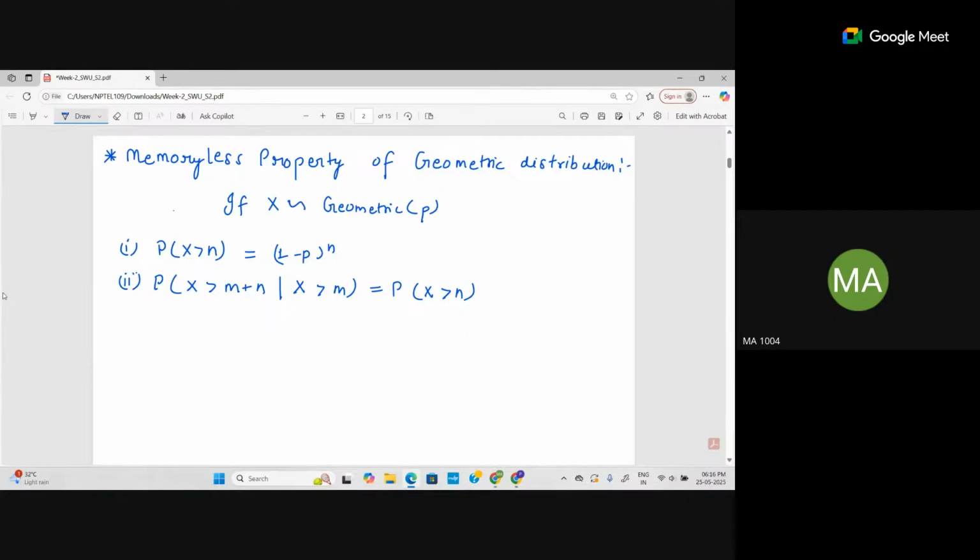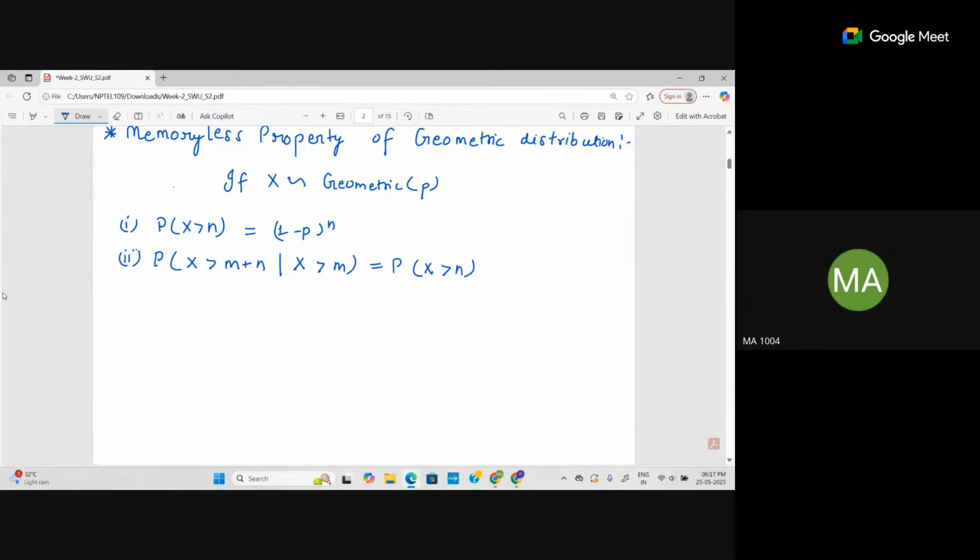So suppose we have tossed our coin 1,000 times, and we have not received our success, which means we have not received any head in the 1,000 trials. Suppose so x is greater than 1,000. Now, after doing the 1,000 trials, what is the probability that we have to toss it for the next 50 times.